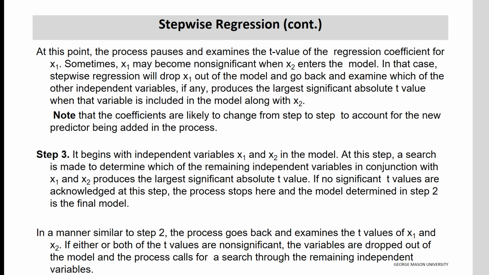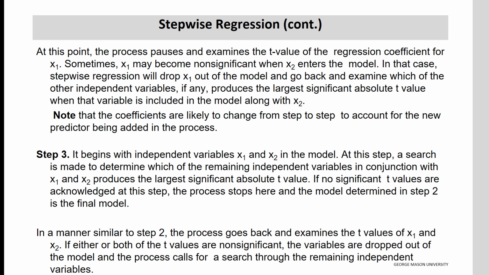In that case, stepwise regression will drop x1 out of the model and go back and examine which of the other independent variables, if any, produces the largest significant absolute t-value when that variable is included in the model along with x2. Note that the coefficients are likely to change from step to step to account for the new predictor being added in the process.